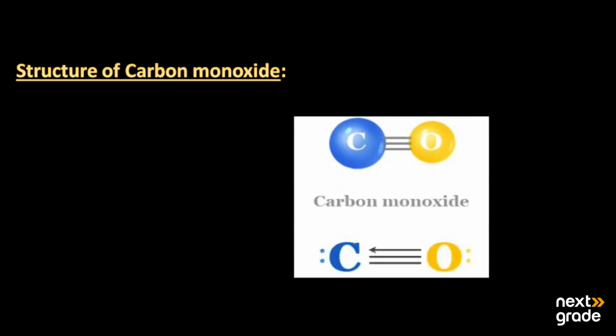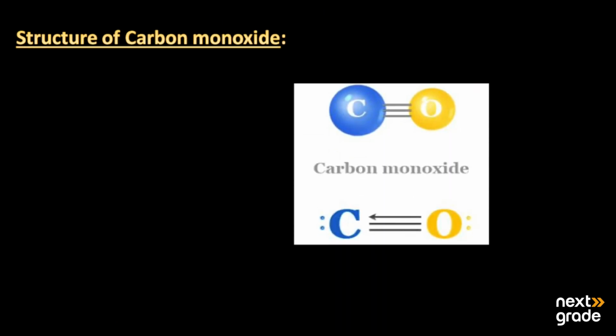Then we have the structure of carbon monoxide. This is the oxide of carbon in which carbon combines with just one oxygen atom, making a double bond with the oxygen atom. So here we have carbon monoxide. It can be written as CO.